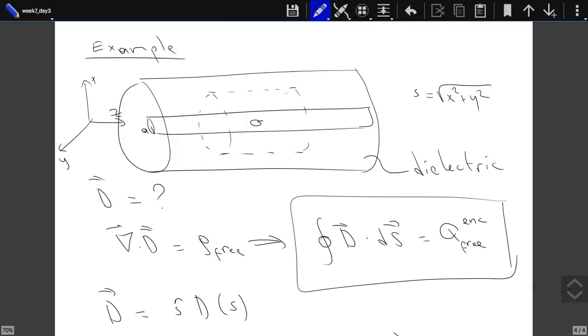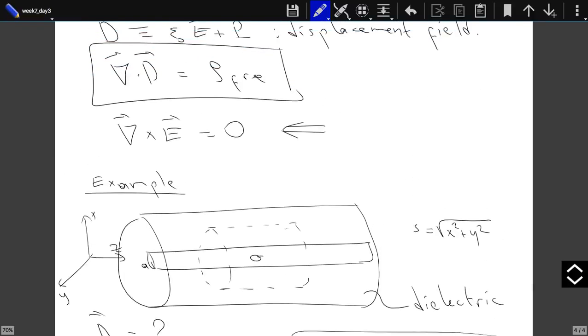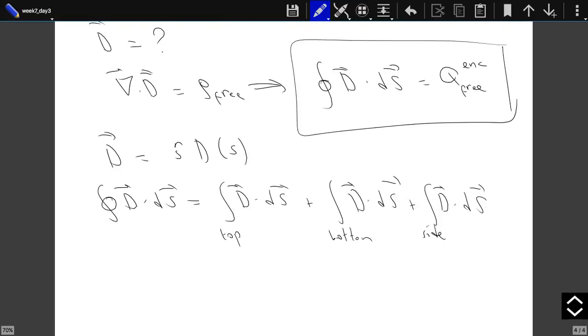Well, you see, at the top and the bottom, ds is pointing on the surface, ds will be pointing in this direction. And the displacement field, since it's in the rho hat direction, is pointing somewhere in this direction. They are perpendicular to each other. So this is 0. The same thing holds for the other side, because in that case, the displacement field is still in this direction, but the surface element is in this direction. So they are perpendicular to each other. Their scalar product is 0. The only contribution will be from the sides.